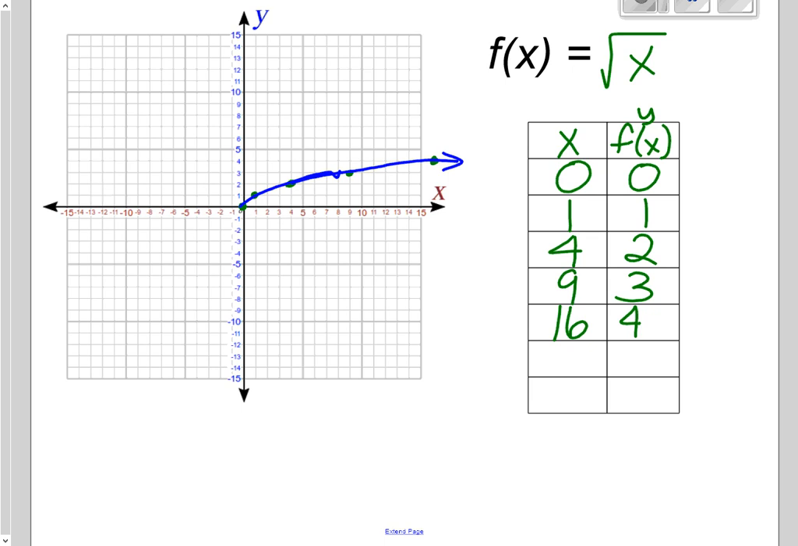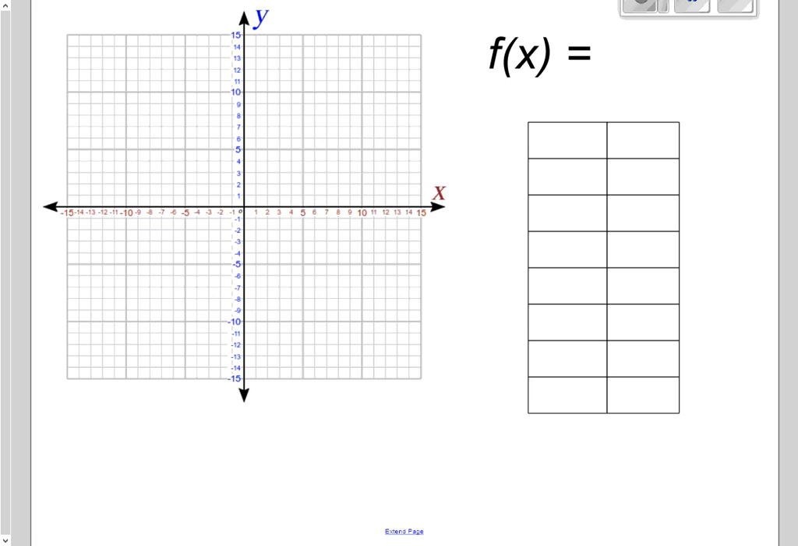Okay, and it's their base graph. So that's where we start before we start manipulating it, moving it up and down and left and right and stretching it and compressing it and that sort of stuff. Make sure that you know your table of values for your square root graph.